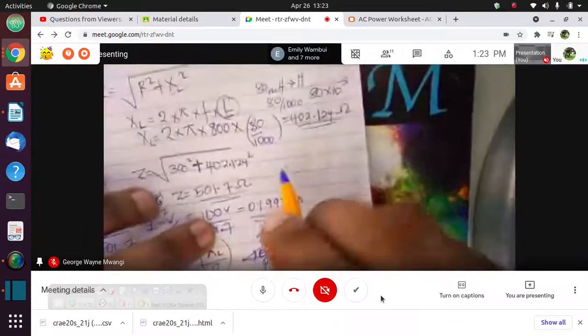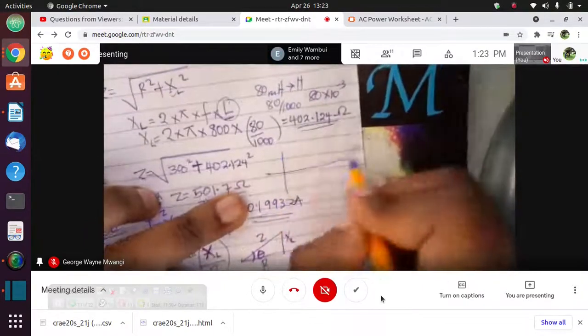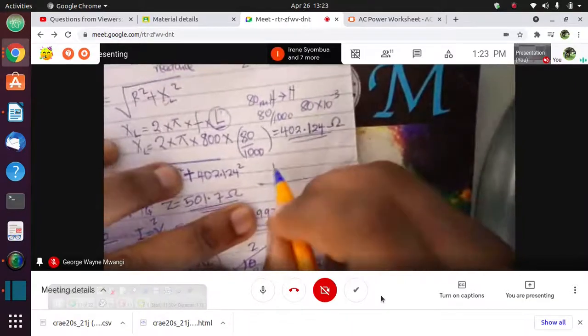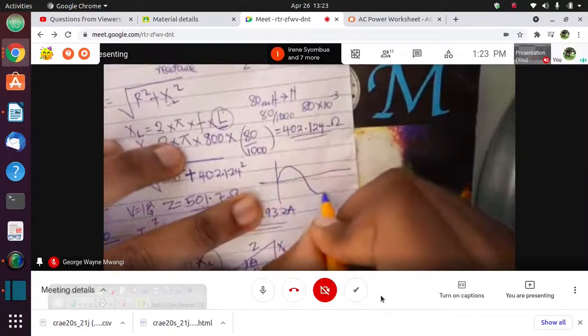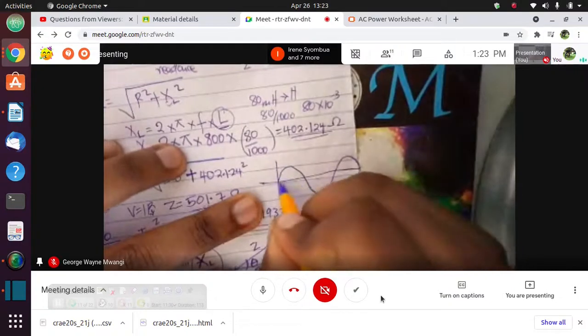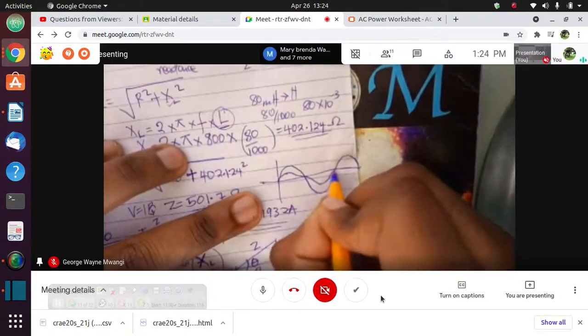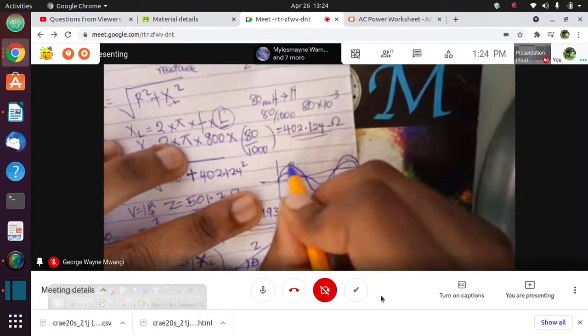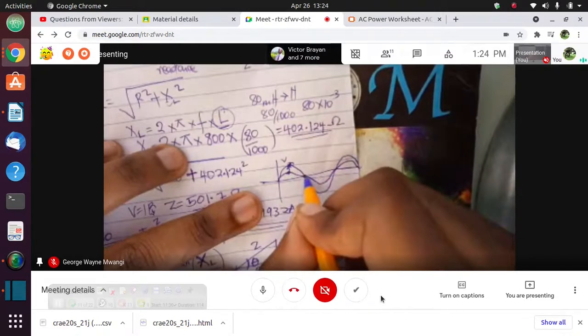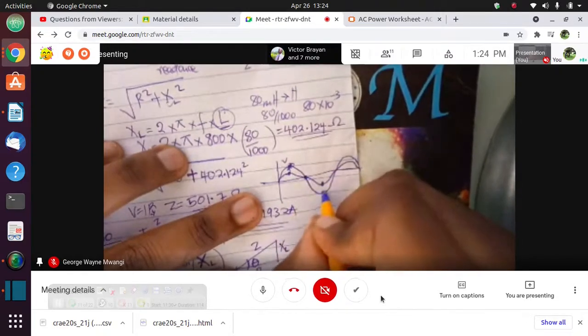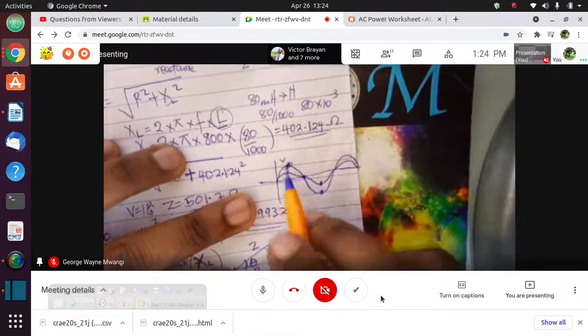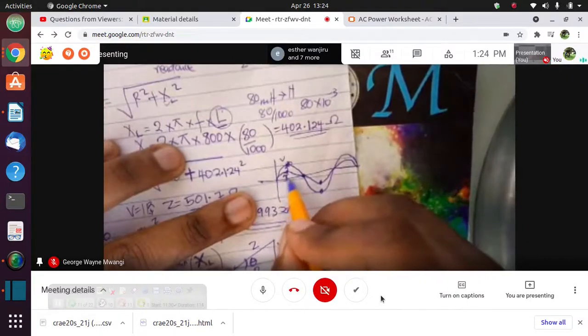Remember, we have been talking about phase a lot. We said that if the AC is in phase, it means that the waveform of current and voltage will be reaching maximum. This is voltage, this is current. They will be reaching maximum, reaching zero, and reaching minimum at the same time. That means that this voltage and current are in phase.